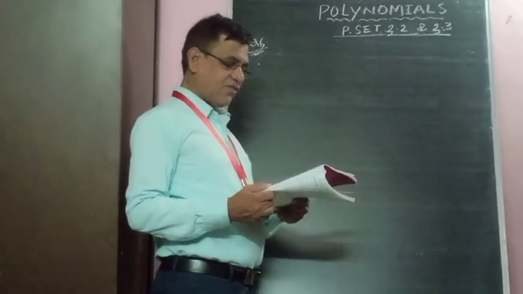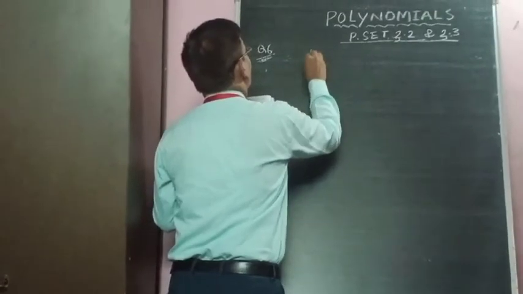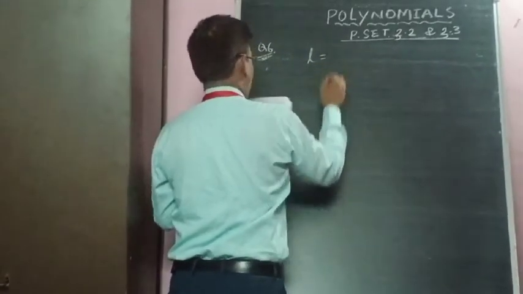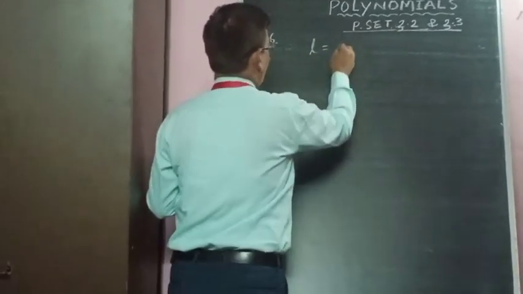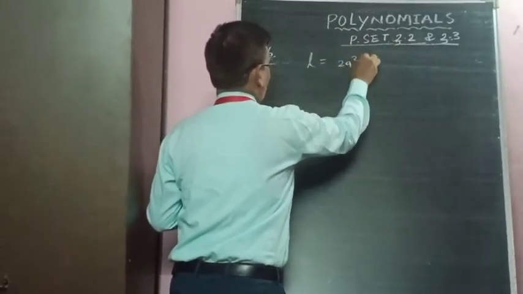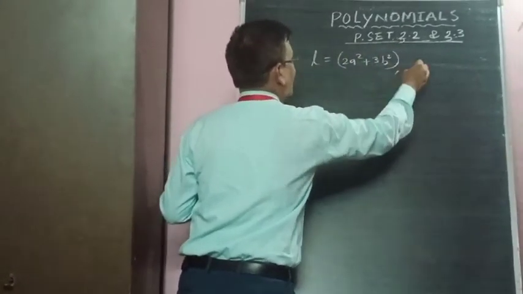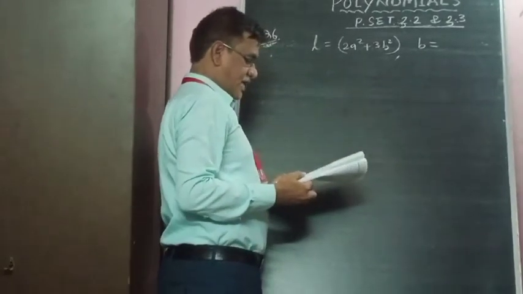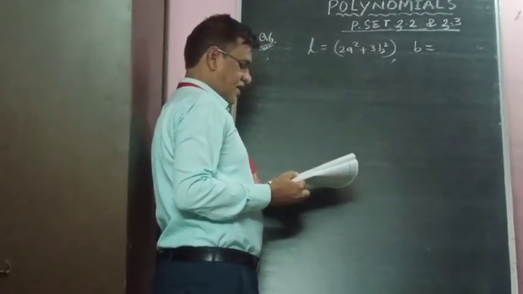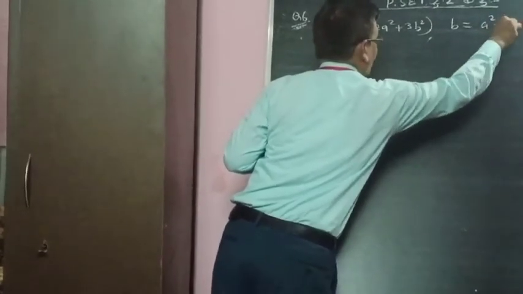There is a rectangular farm. The length of the rectangular farm is given: length is equal to 2a square plus 3b square. This is the length of the given rectangular farm, and the breadth is also given. The breadth of the rectangular farm is a square plus b square.